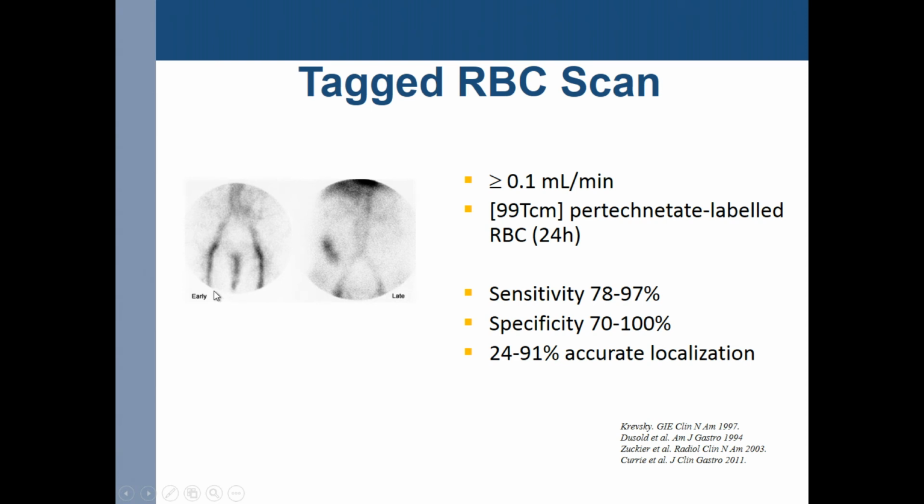To the left here, you see early image of a tagged RBC that's negative, and then later on, you see this blush here in the right lower quadrant, implying a potential right-sided colonic bleed, although this could also be a distal small bowel bleed as well.